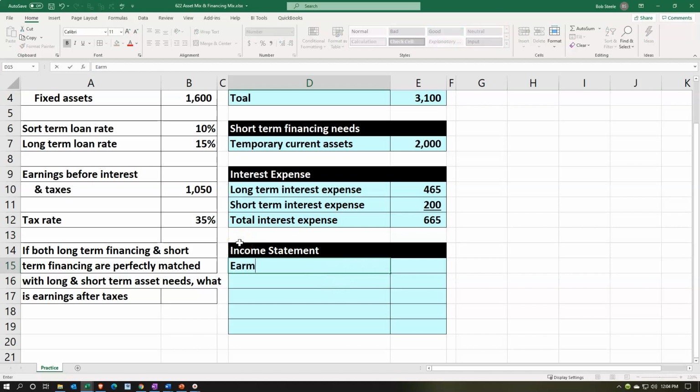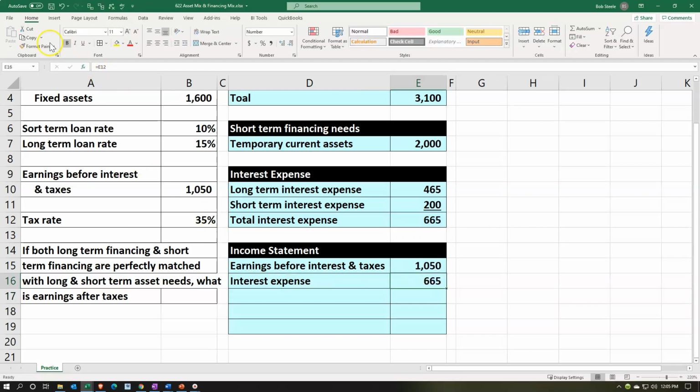So we're going to say the earnings before interest and taxes. Hold on, this whole thing is messed up. Earnings before interest and taxes. Okay, maybe I'll edit that out there, but it's going to be the 1,050, and then we have the interest expense, which is going to be what we just calculated up top at the 665.